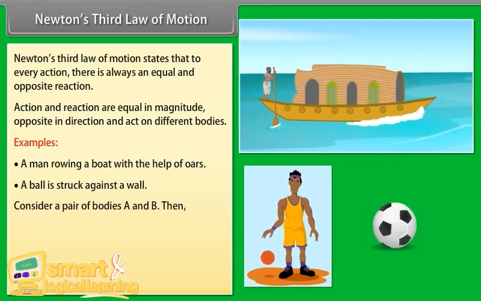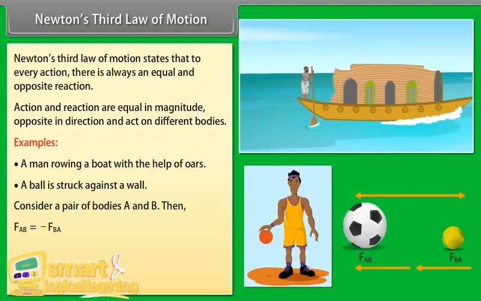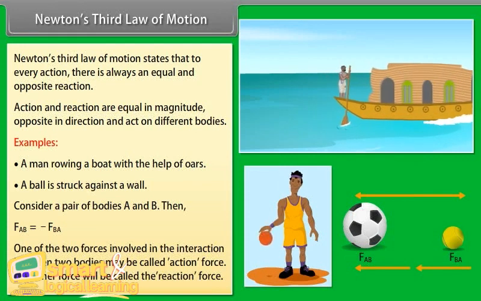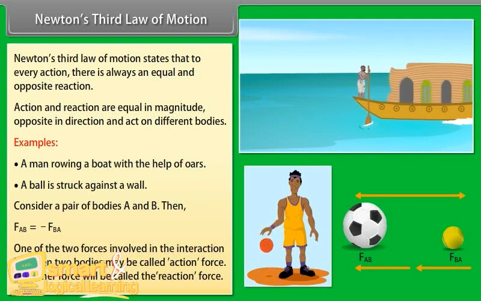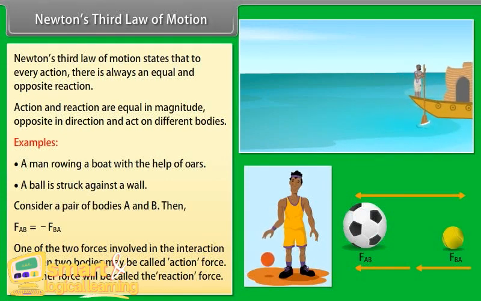Consider a pair of bodies A and B. Then FAB is equal to minus FBA. One of the two forces involved in the interaction between two bodies may be called the action force. The other force will be called the reaction force.